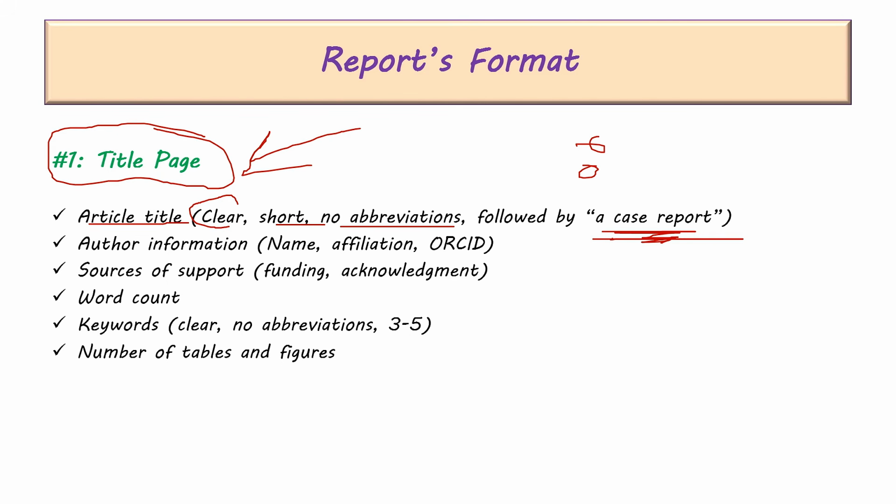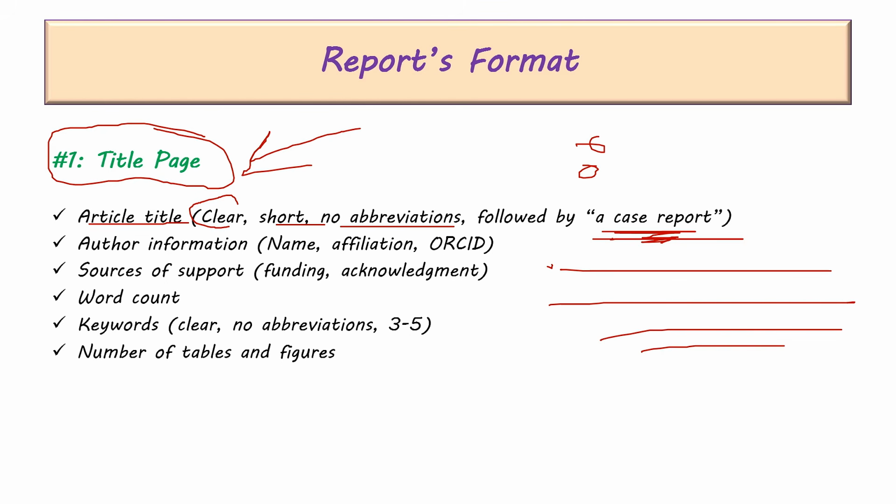Okay, then you will add the author information, their names and their affiliations and their emails and their ORCIDs. ORCID is a number, a researcher number. It's a free website for researchers. Just sign up, register your account, then you will have a number. You can add it in this title page.